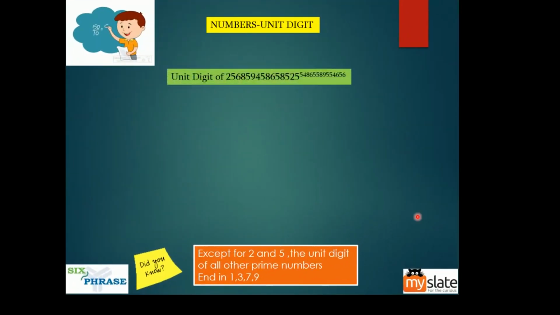Unit digit of a big number. So this is a very large number. Don't get overwhelmed with anxiety looking at the numbers. What you do is, this is the given number. This part which is in black we are not worried about. The unit digit of this part gives you the unit digit of this whole question.